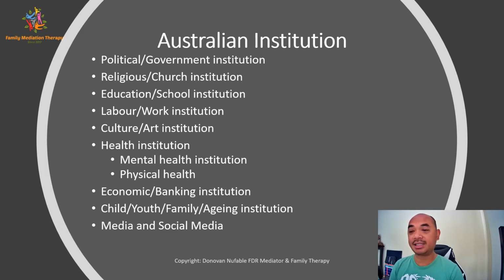So political and government institution is probably one of the more influential institutions in our society, because politics provides us a way to run the country, whether it's democratic, socialist, communist, or even open market, like the way we have here in Australia. It's a social democracy with a capitalist society.